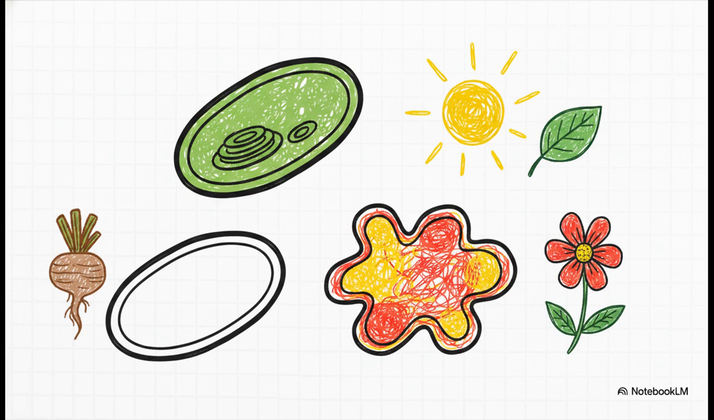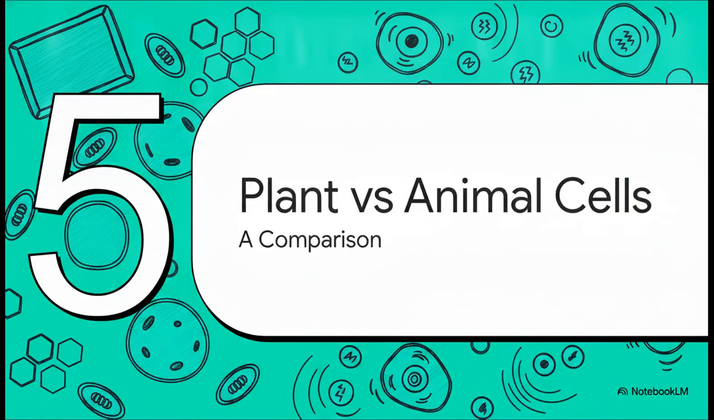These give flowers their bright colors to flag down pollinating insects. And lastly, leucoplasts. They're completely colorless and quietly store food as starch, proteins, and fats down in the roots and seeds.